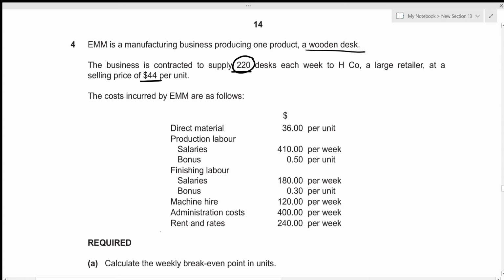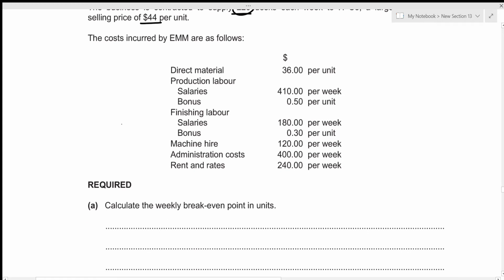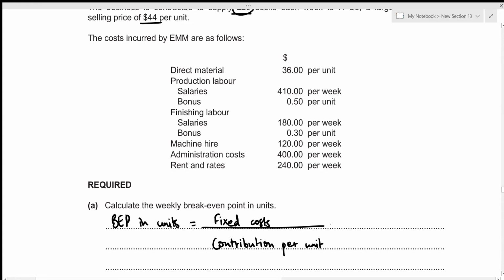Now for the first question, we need to calculate the weekly break-even point in units. So the break-even point in units is the fixed costs divided by the contribution per unit. Okay, let's just figure out the fixed cost first.